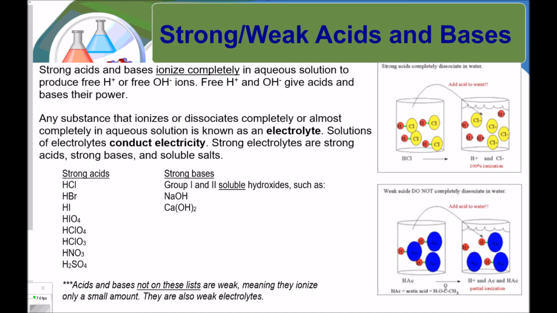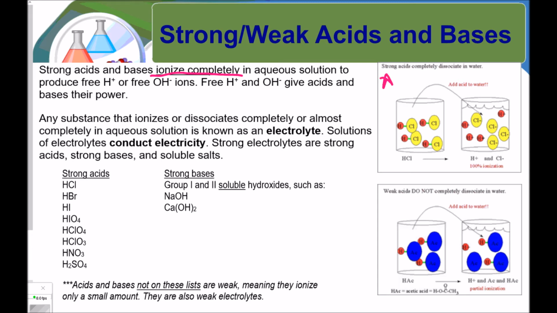Lastly, we need to know the difference between strong and weak acids and bases and what makes them strong and what makes them weak. So strong acids and bases are acids or bases that ionize completely in aqueous solution to produce free hydrogen and free hydroxide ions. What we mean by ionize completely is that they break apart completely.